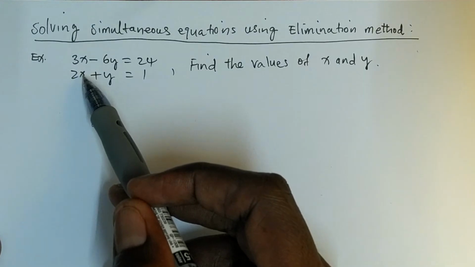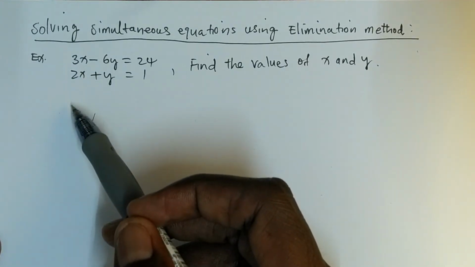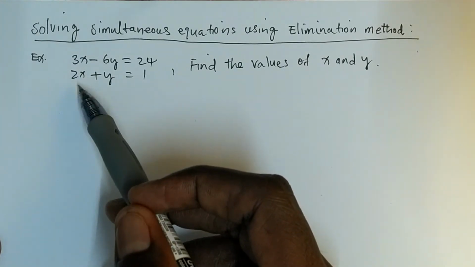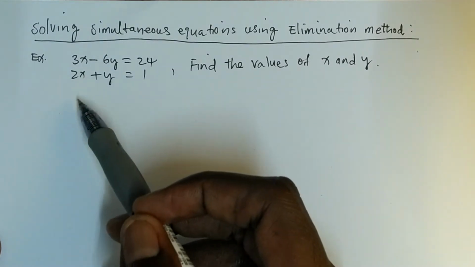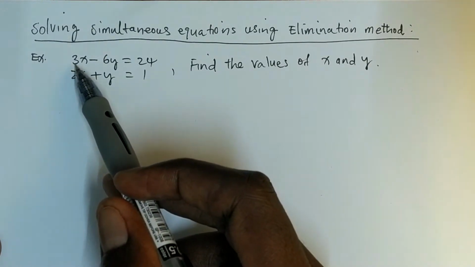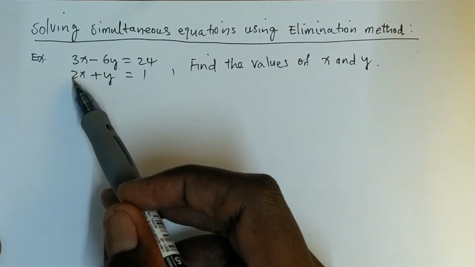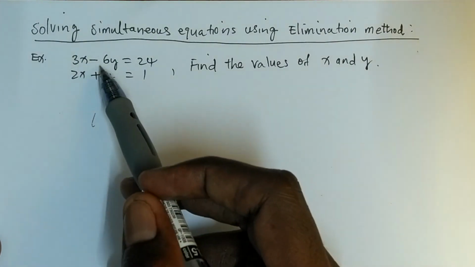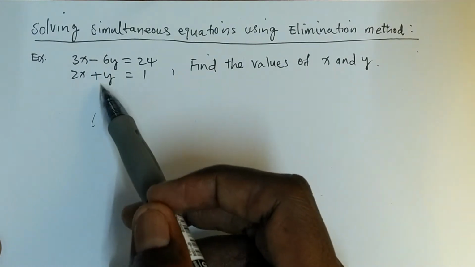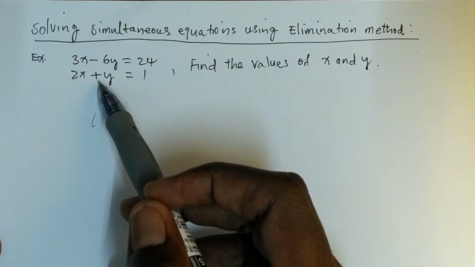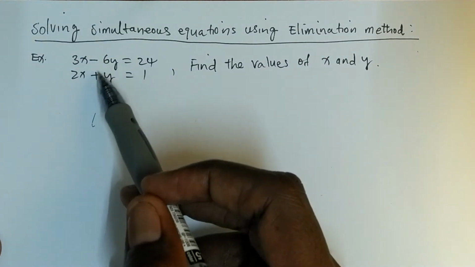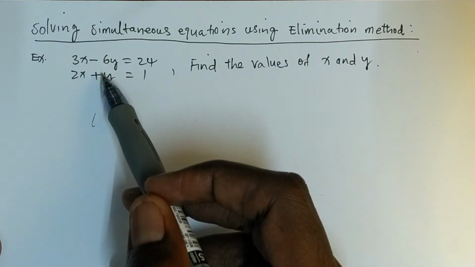Apart from the coefficient, the other thing that you need to consider is the sign. The sign is the plus or minus. For example, here the sign of 3 is plus, the sign of 2 here is plus, so the signs are the same. Here the sign of y is minus and the sign of y here is plus. So in this case the signs are different.